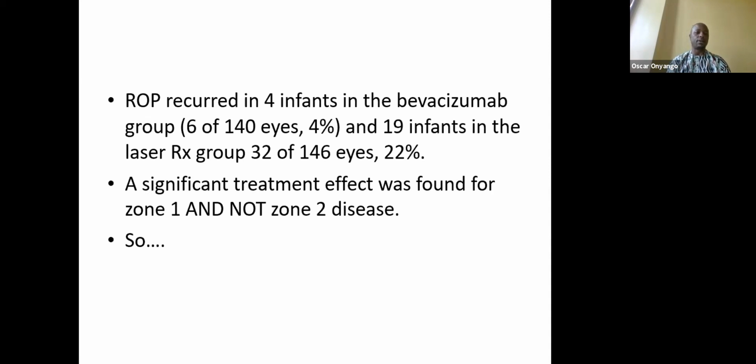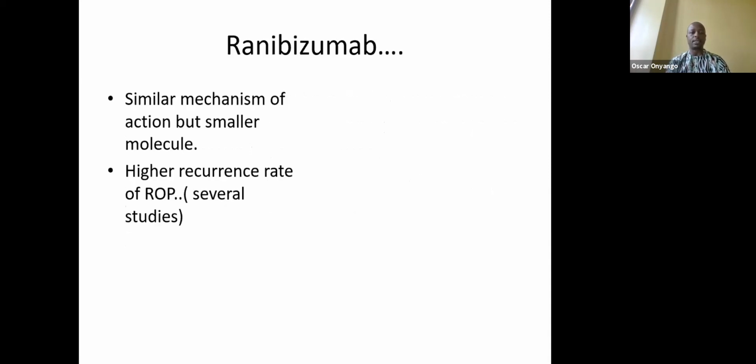It was being used for age-related macular degeneration, and it was also tried in the eye with that study, and it was an eye-opening study, and it worked well. So this is what is used specifically for the eye, not off-label, specifically made for the eye. The smaller molecule has a high recurrence rate.